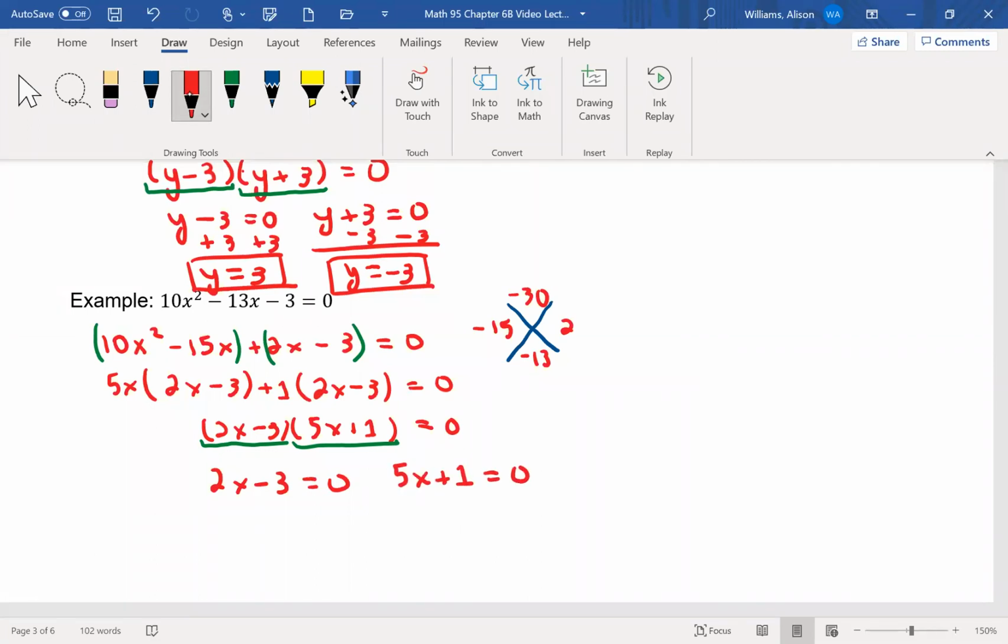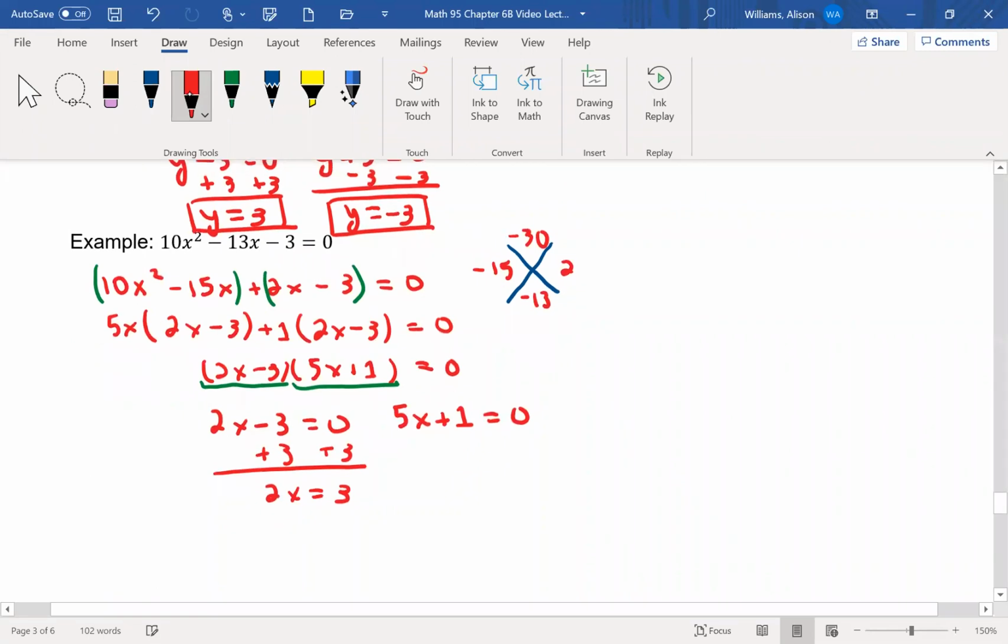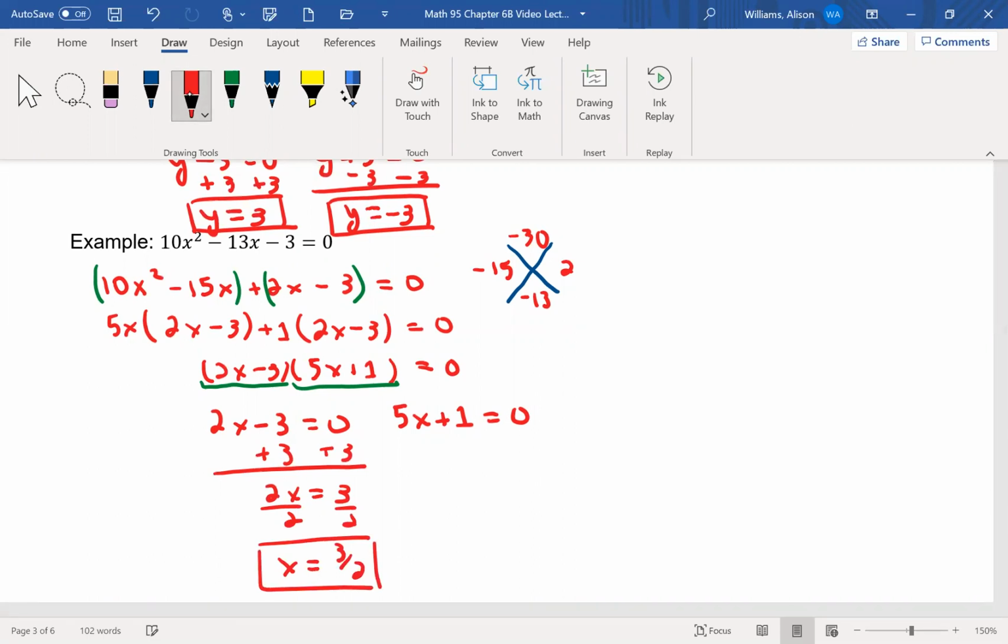Okay, so for this one, I'll add the 3, and then divide by 2. So I'll just leave that as 3 halves. I don't need to change that to a proper mixed number or anything like that. That's fine. Over here, I minus 1 from both sides, and I get 5x equals negative 1. Divide by 5, and I'll just leave it as negative 1/5. And there's my two numbers.